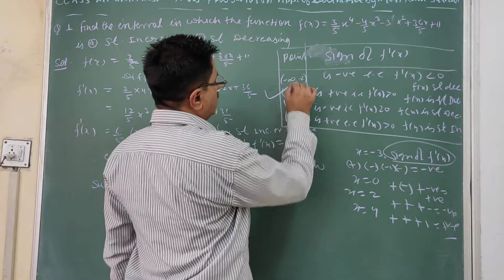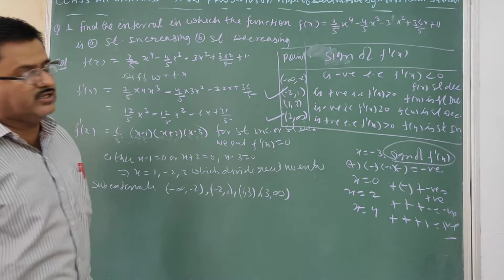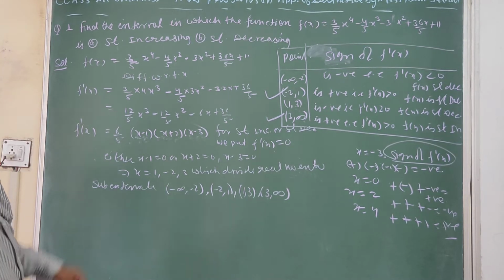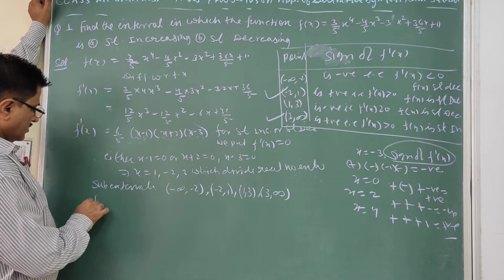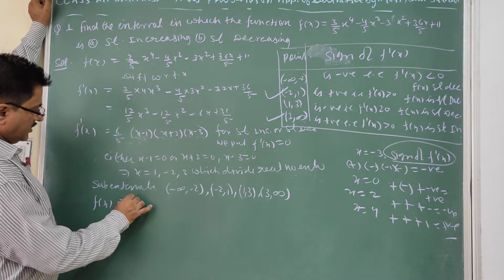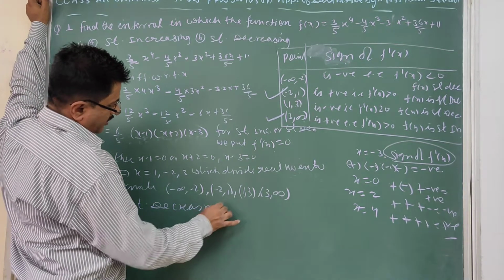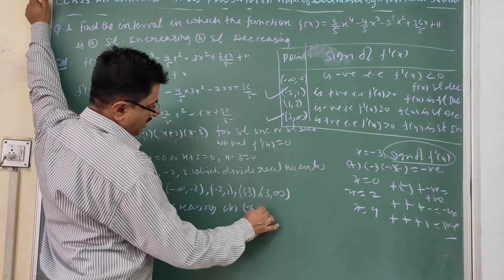So in these two intervals, the function is strictly increasing, and in the other intervals, the function is decreasing. So you may write here, the function is increasing. So you can write f(x) is strictly decreasing in the interval.